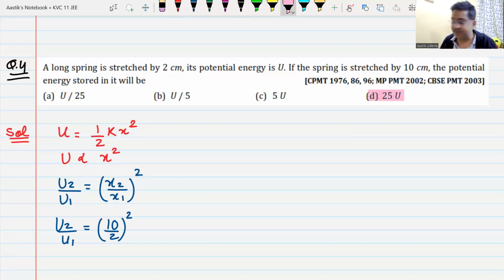Do we understand this? Yes or no? Okay. Anyone has noted this down? Anyone has understood this?